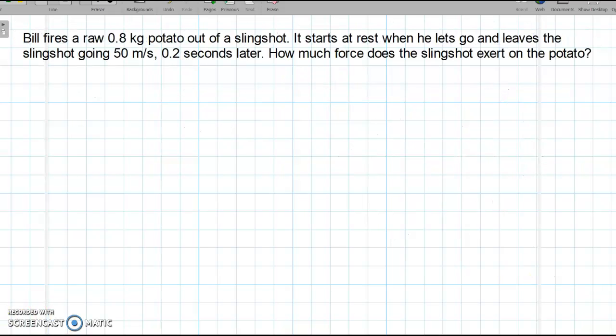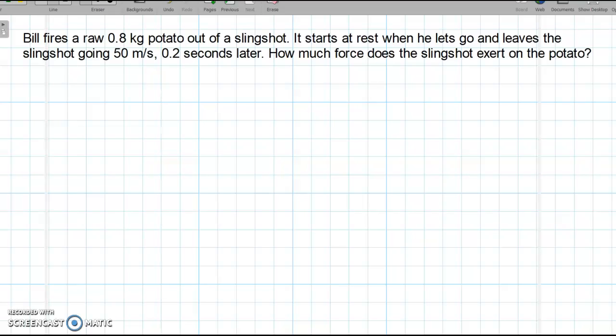All right, so moving on to the next one. Bill fires a raw 0.8 kilogram potato out of a slingshot. It starts at rest when he lets go and leaves the slingshot going 50 meters per second for 0.2 seconds later. How much force does the slingshot exert on the potato?